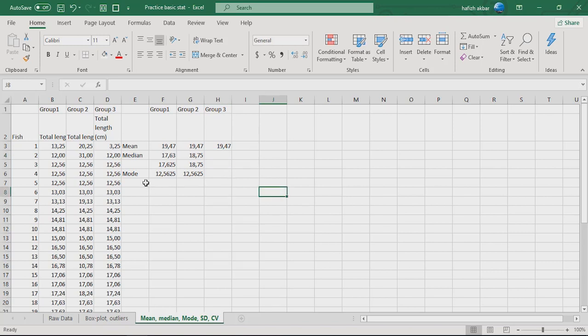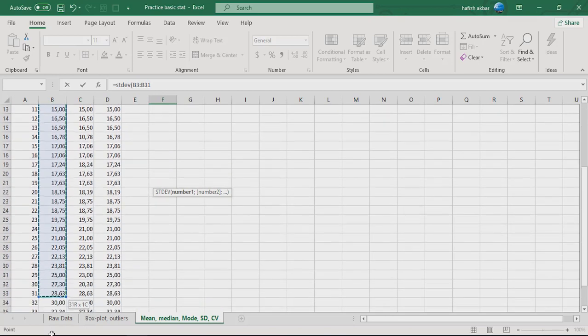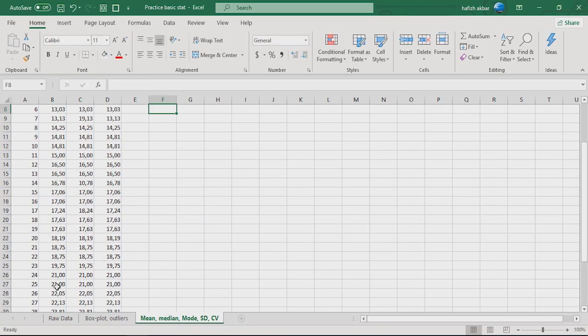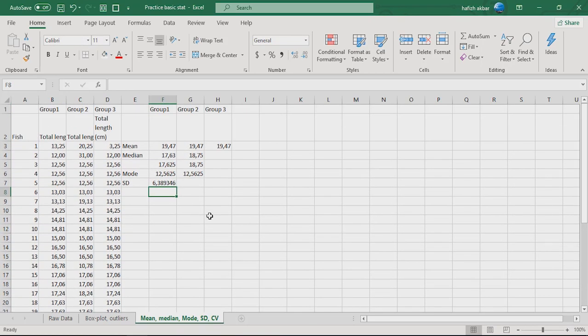And now we are calculating standard deviation. In Excel, we just type stdev and then select all data from group 1. Calculating standard deviation for groups 2 and 3 is the same as for group 1. So in short, we just select the cells like this, so we can find the data. We got standard deviation for all 3 groups.